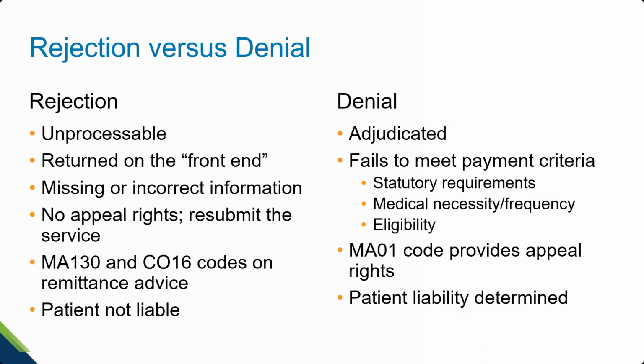For a denied claim, you will see an MA01 code on that remittance notice. And what this code does is provide appeal rights. Now, for most claims, claim denials, claim line denials, with very few exceptions, and I'll talk about one a bit later on, there are appeal rights. Patient liability for denied services is determined based on the reason for the denial and whether or not you presented your patient with that advance notice, that advanced beneficiary notice of non-coverage, or the ABN.